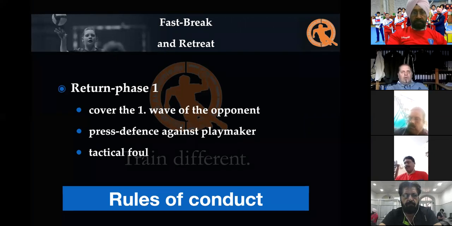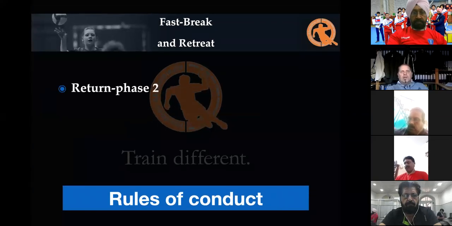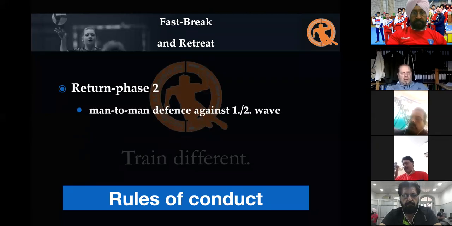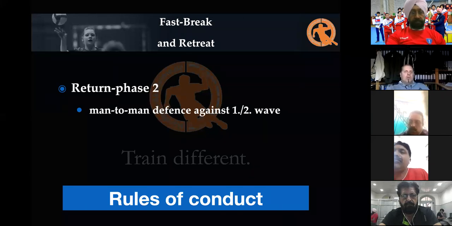Return phase number 2 is against the first and second wave, which means run back and work in a man-to-man defense way. So that's why even players at adult level should, from time to time, use the man-to-man defense in their trainings too. Because in the return phase against first and second wave, they have to use these elements of man-to-man in very open space.